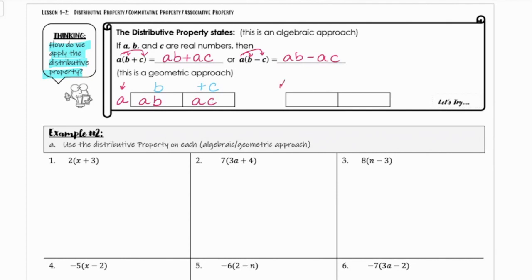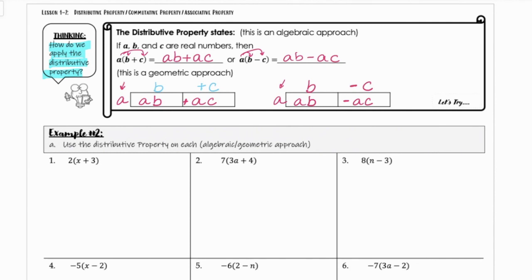Whatever's in front of the parentheses goes in front of the box. B minus C, I should put a positive here. So I have A times B and A times negative C, which would give me a negative AC, or a minus AC. So let's try this. We're going to use a mixture of this. We're going to just use the arrow method and then we're going to apply the geometric method.